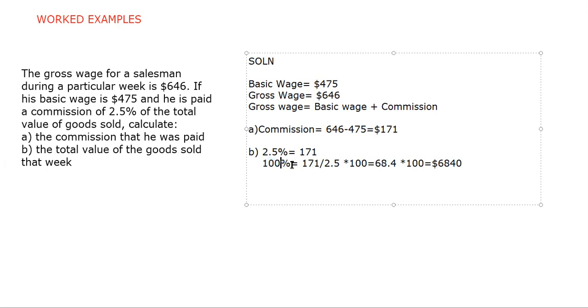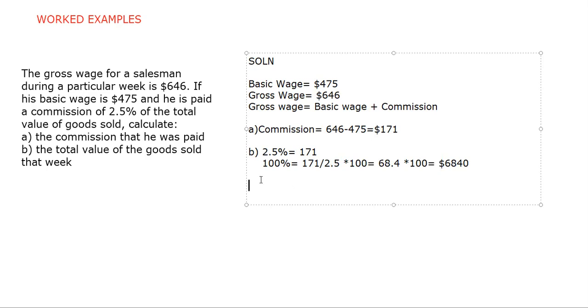So that would be 100% is equal to right-hand side over left-hand side multiplied by current left-hand side. So it's 171 over 2.5 multiplied by 100 over 1. We work this first and we got 68.4. We multiplied it by 100 and we got 6840.